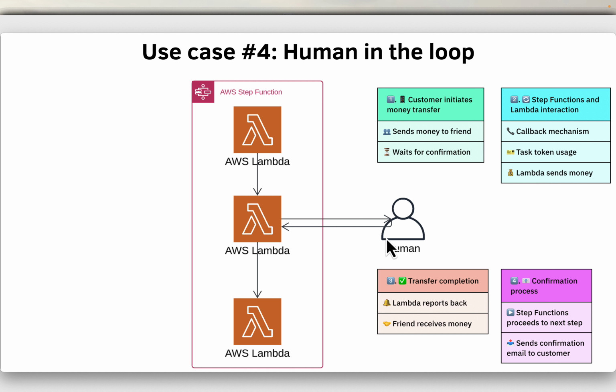So in this case, your friend has to take a manual action to confirm that they have received the money. So this is the example of human in the loop.